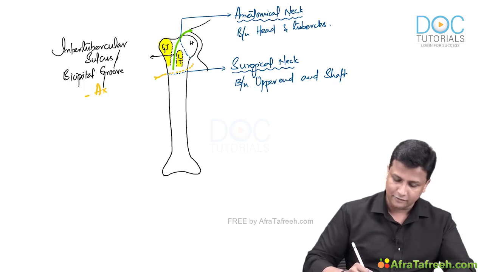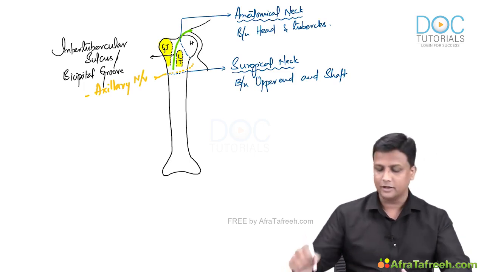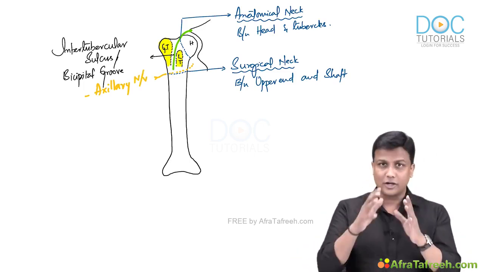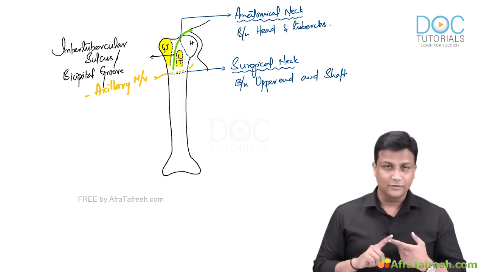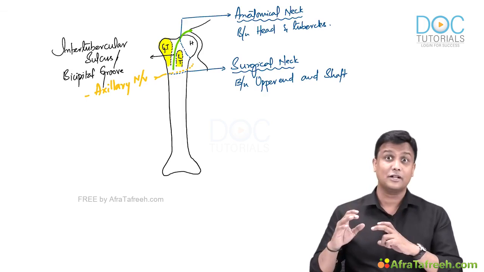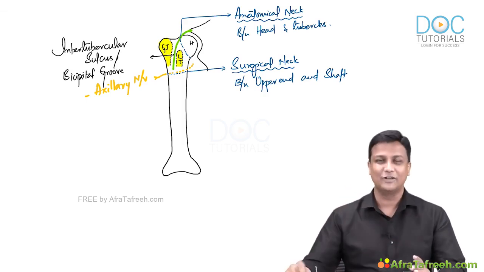So finally, my dear doctors, what is the final concept that you have to remember here? It's only two things. Your focus should be only on two things: name of the nerve and the location. So what is the name of the nerve here? Axillary nerve. And it is going to pass from where? Behind the surgical neck of the humerus.